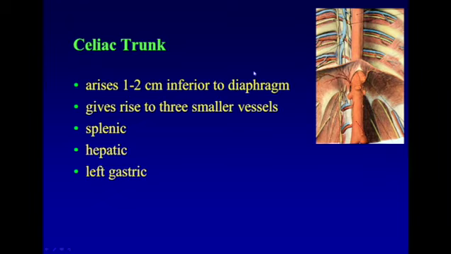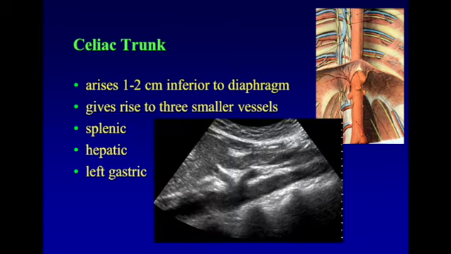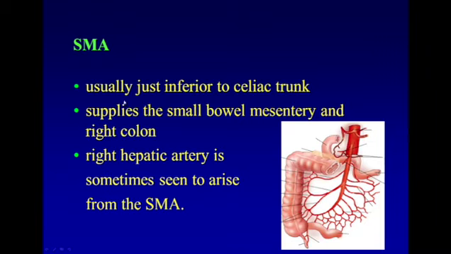The celiac artery lives right here. It's about 1 centimeter inferior to the diaphragm. It gives rise to the splenic artery, hepatic artery, and the left gastric. Okay, and it typically will have a fairly low resistance flow. Here's the celiac artery right there. Here's the SMA, another centimeter lower. It supplies the mesentery of the gut and the right colon.